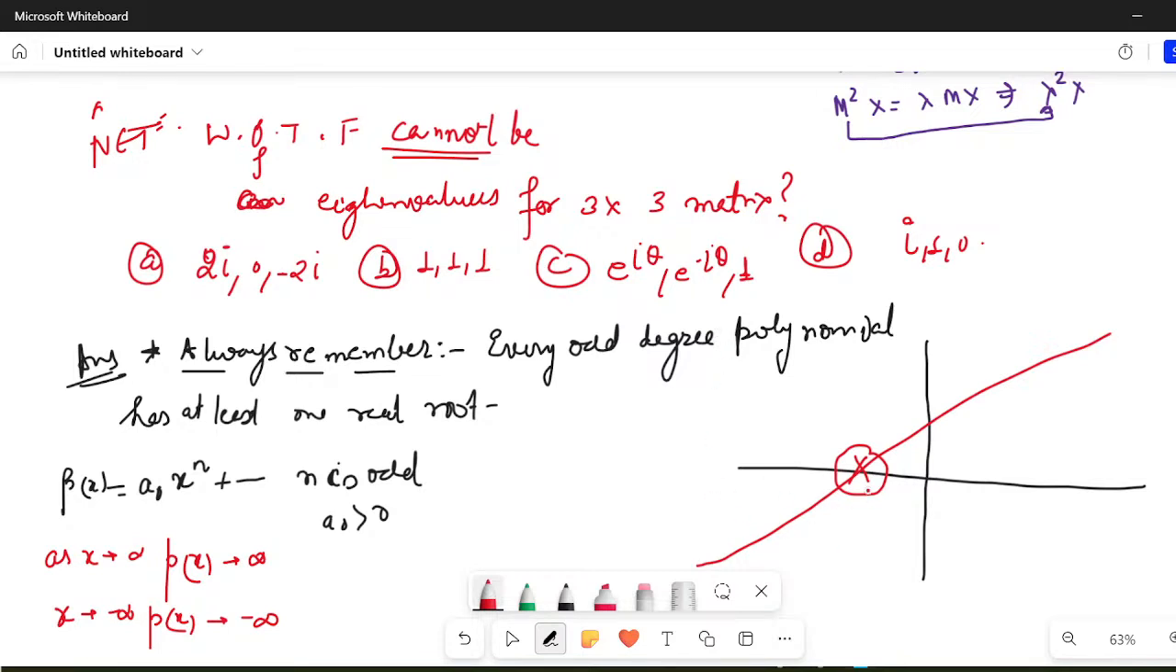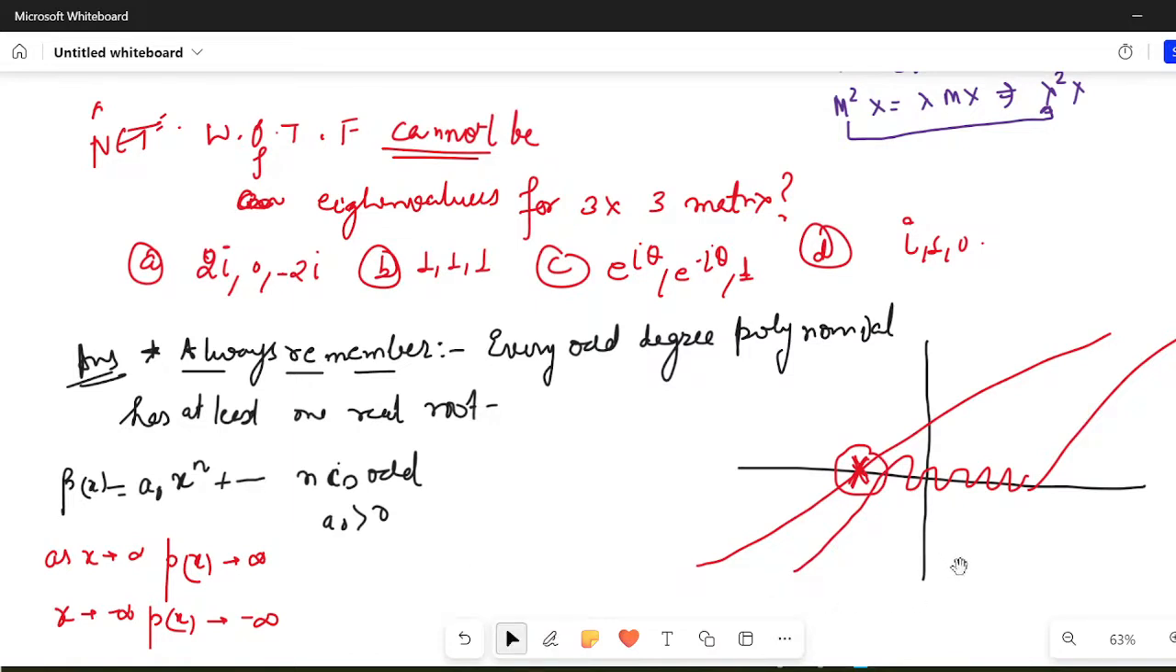Now just think about this. I'm saying it's not that it will always have exactly one real root. It may be possible that it goes here and there, and here and there, and then goes out. This way also it can happen. But at least one real root is guaranteed. It will always have at least one real root.